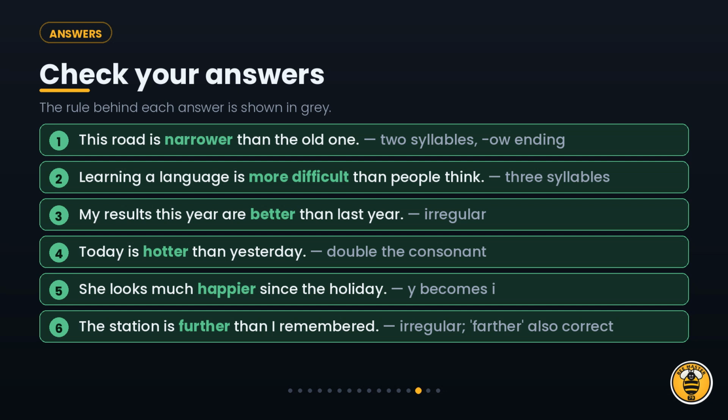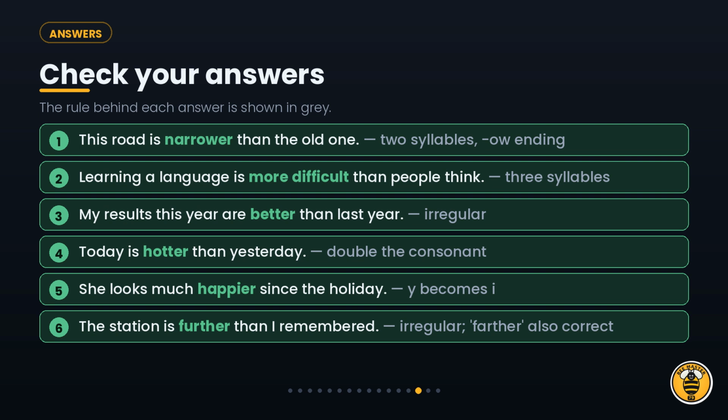Here are the answers. Number 1. This road is narrower than the old one. Narrow has 2 syllables and ends in OW, so it takes ER. Number 2. Learning a language is more difficult than people think. Difficult has 3 syllables, so it takes more. Number 3. My results this year are better than last year. Good is irregular.